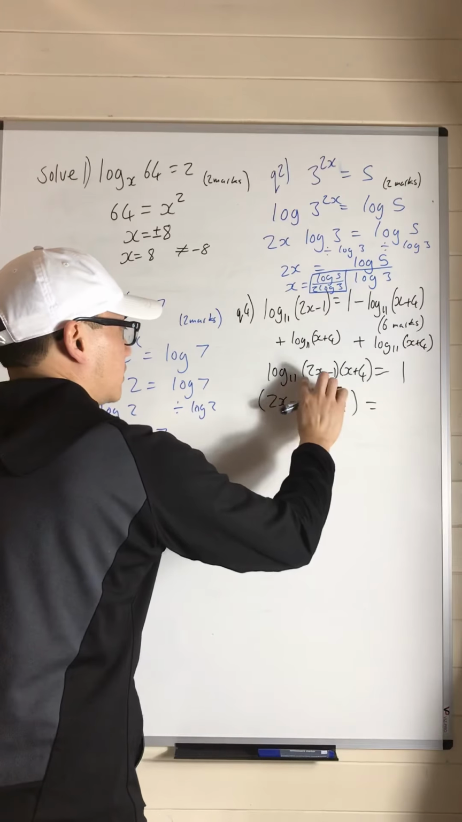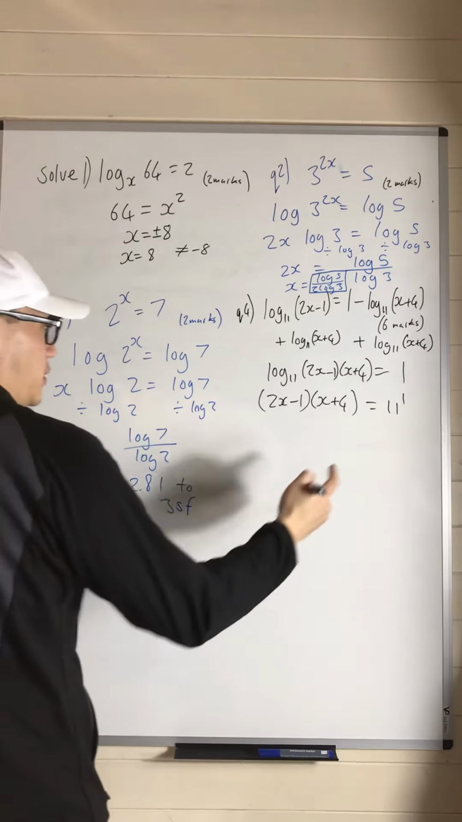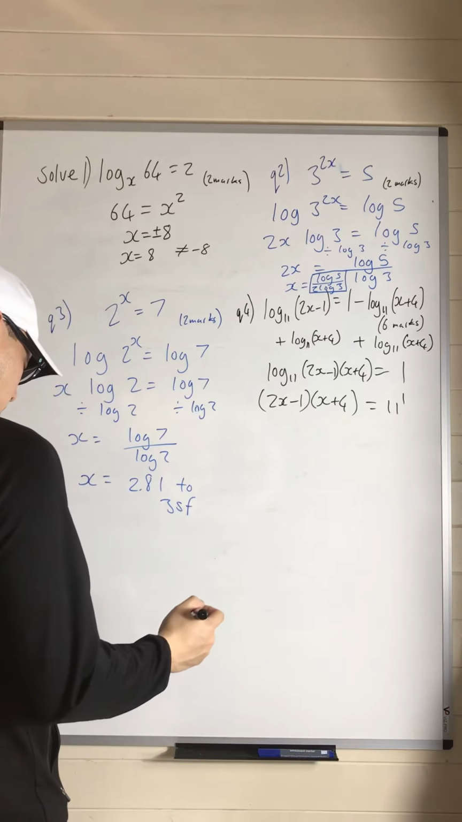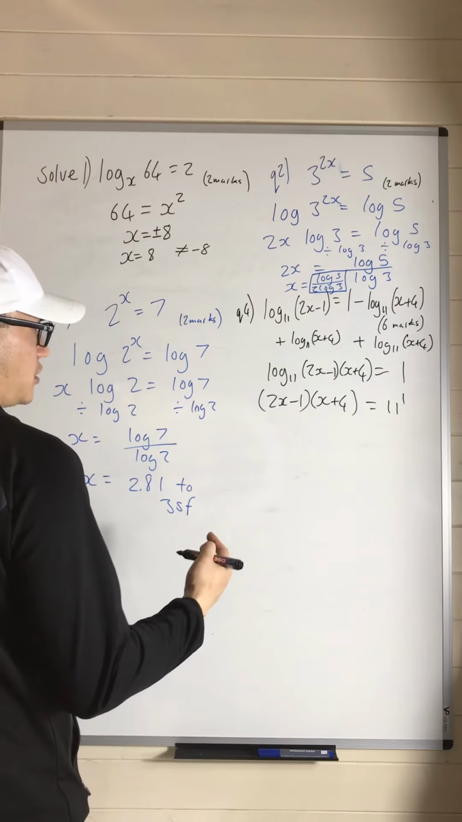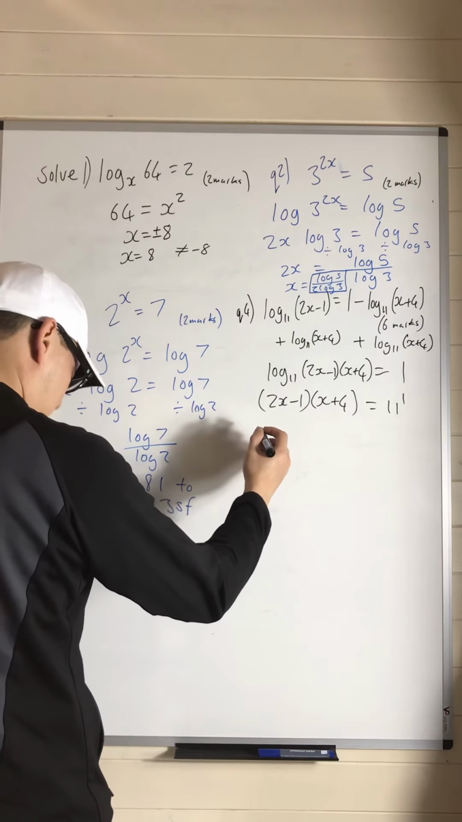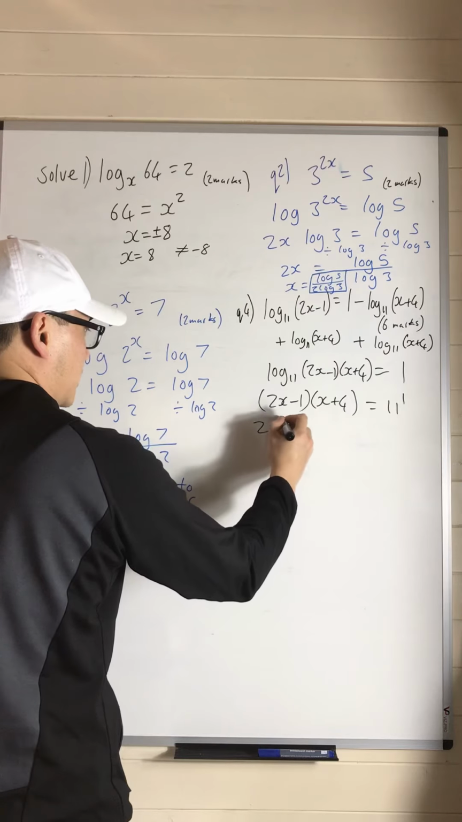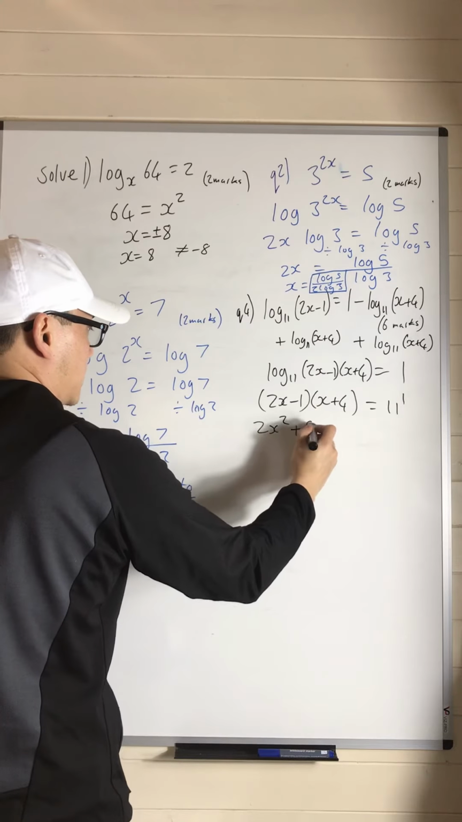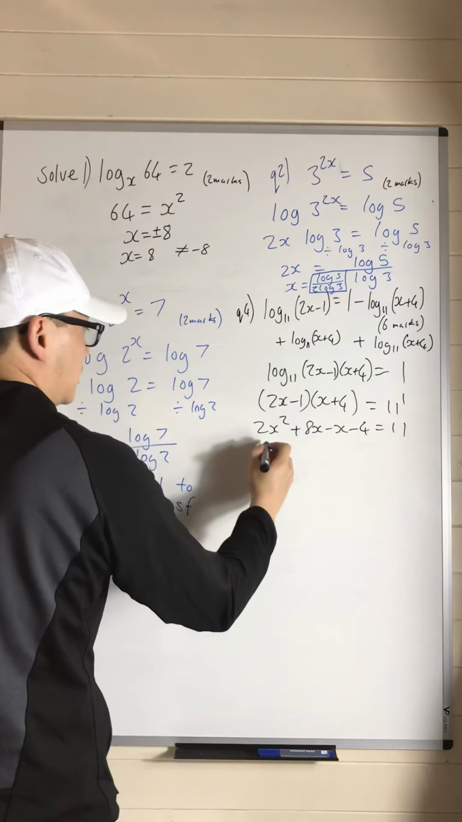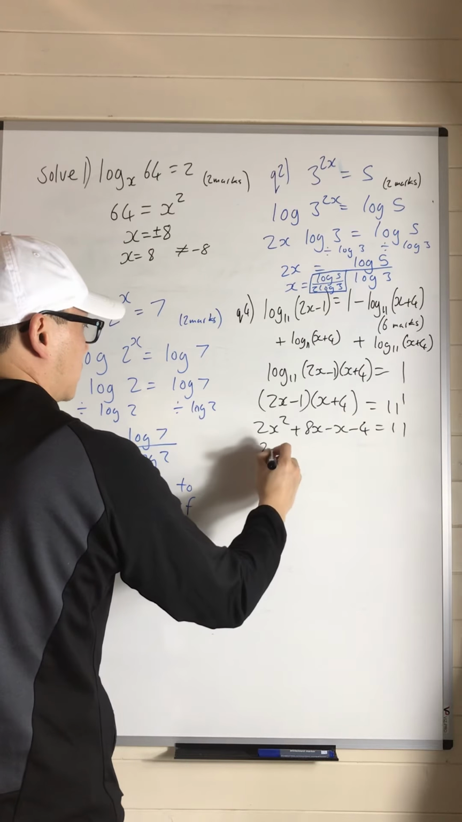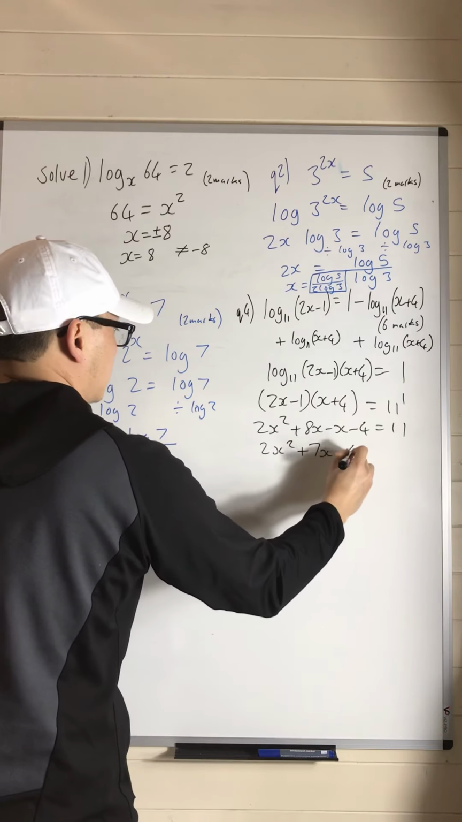It will equal 11 to the power of 1, so that will equal 11. Now what should you do here? You should expand that so you can later factorise that to find the solutions. So if I expand this, this is going to be 2x squared plus 8x minus x minus 4 equals 11. That's going to be 2x squared plus 7x minus 4 equals 11.